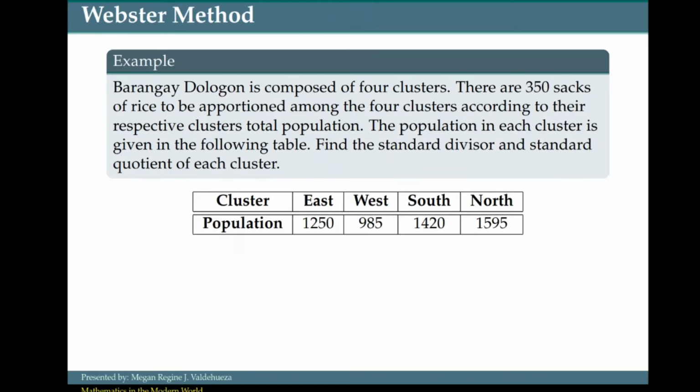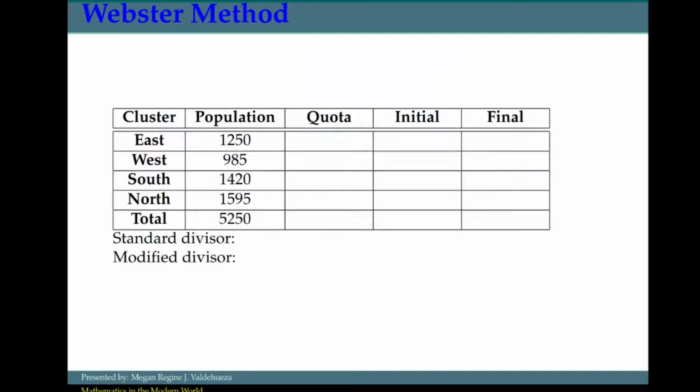So for example, Barangay Dologan is composed of 4 clusters. There are 350 sacks of rice to be apportioned among the 4 clusters according to their respective clusters' total population. The population in each cluster is given in the following table. So we have the following table.